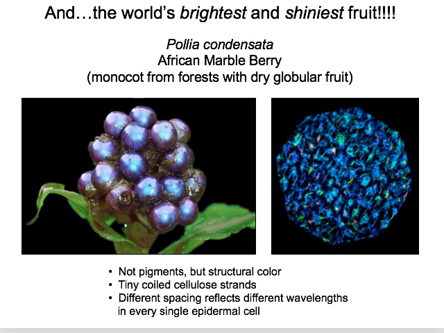Instead, the coloration is structural color. That is to say, ultraviolet light vibrates around between these tiny coiled cellulose strands so that it makes it appear as if it's metallic. And this attracts birds. Birds are always attracted to sparkly objects, and so this tricks them into eating something that's actually rock hard and not a nice juicy fruit. Pretty cool.